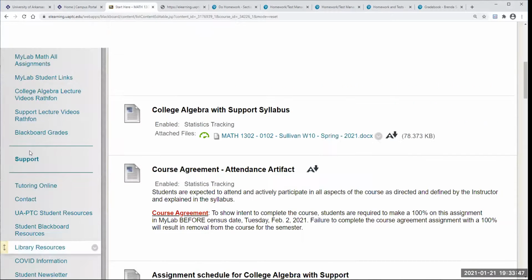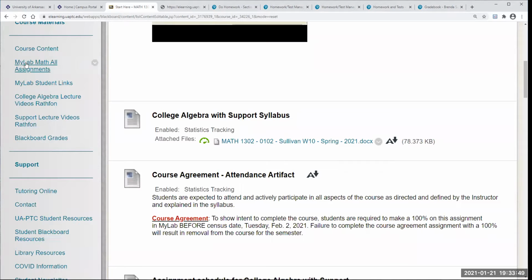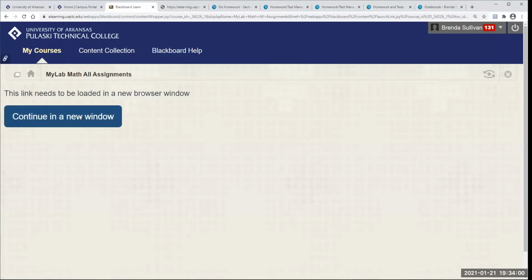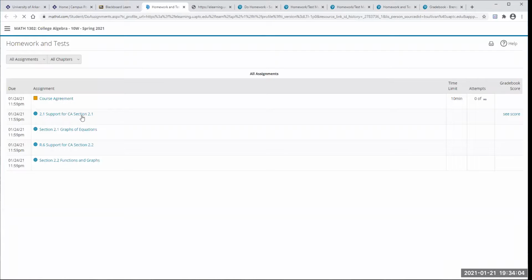Right here, MyLab Math all assignments. If you will click there, that's right under course content. That is where you'll need to go to do your problems. Okay, that's what I thought I saw because I did the course agreement earlier. I was just making sure that those were the correct assignments. And if you don't have this course agreement by sometime next week, they'll remove you from the class. So be sure you do that.